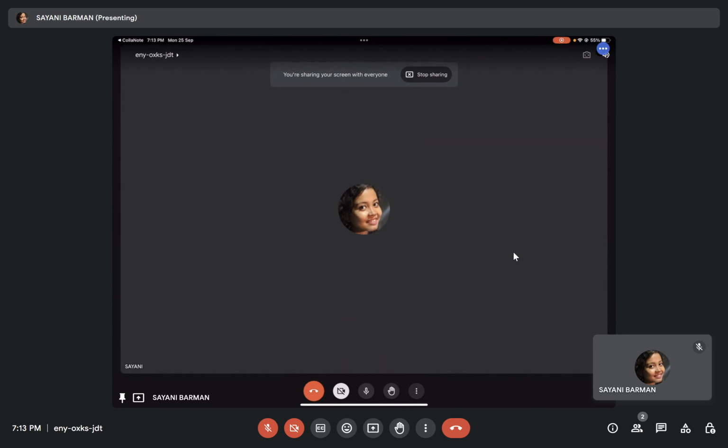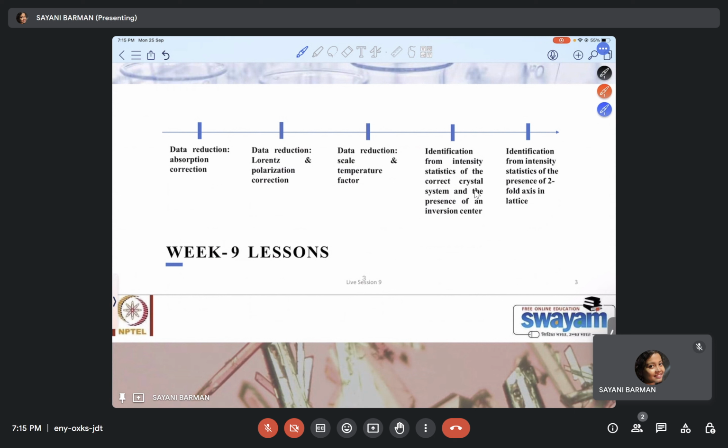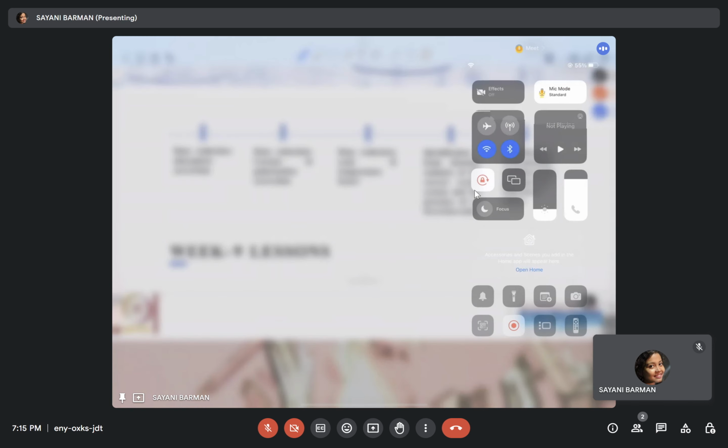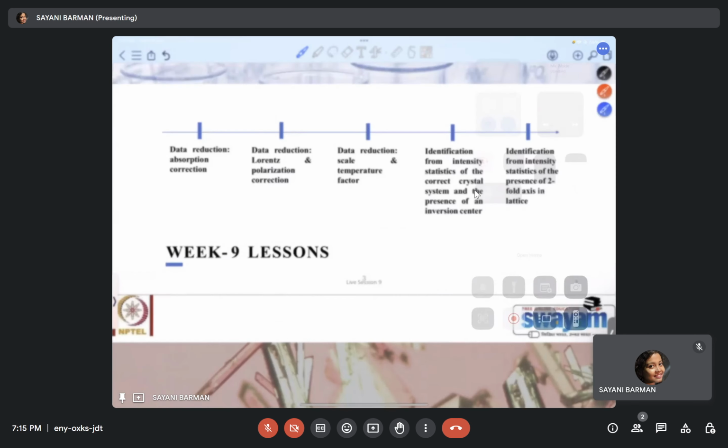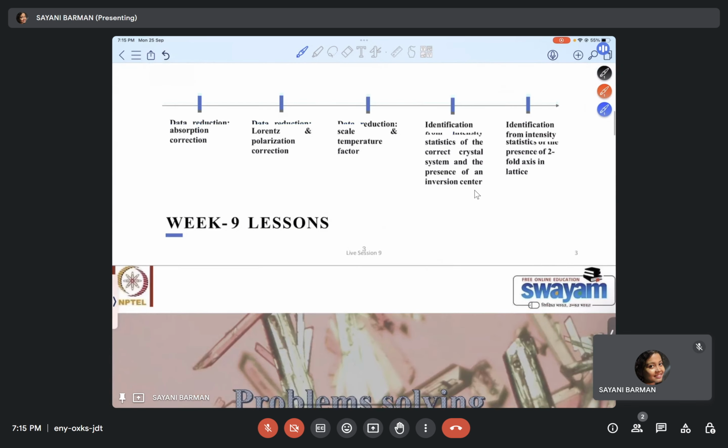In week 9, Sir has taught us the data reduction, the absorption correction, the Lorentz and polarization correction, then scale and temperature factor, and how to identify the correct crystal system from the intensity statistics, and the presence of an inversion center or any two-fold rotation axis in the lattice.